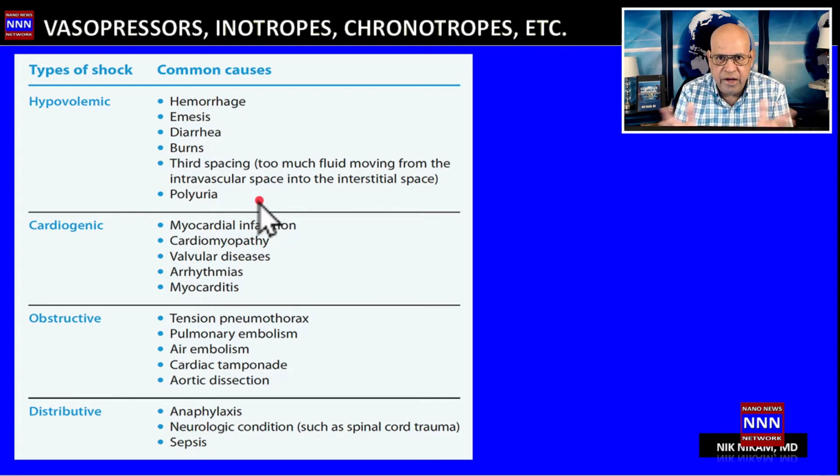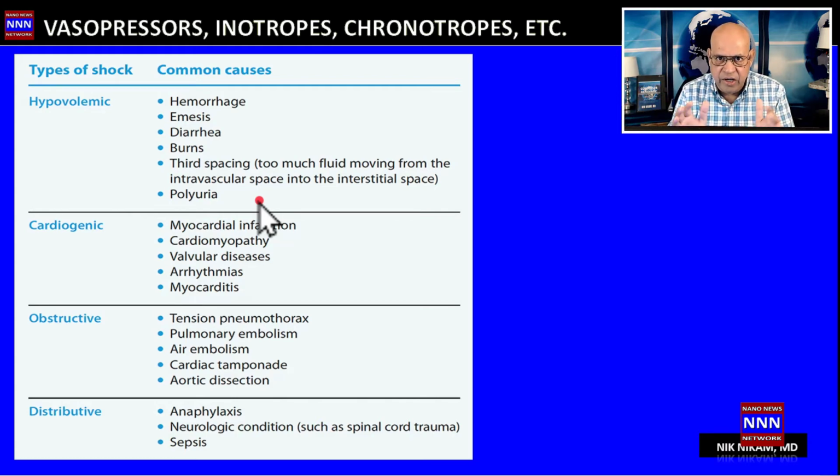Distributive. Anaphylactic shock. Anaphylactic shock produces profound vasodilatation all across the body. It has nothing to do with the volume. I mean, of course, the intravascular volume is going to decrease because of increased vascular capacity.